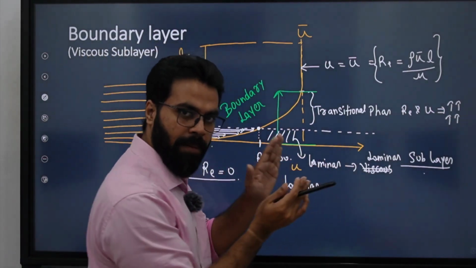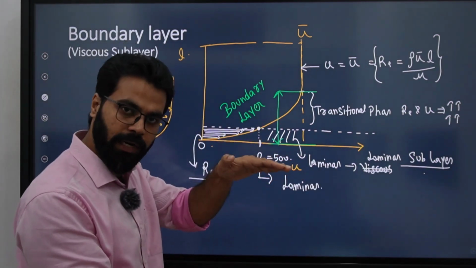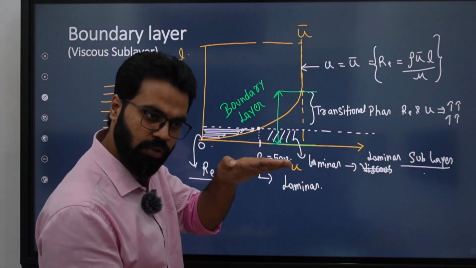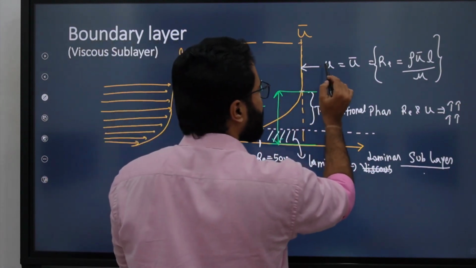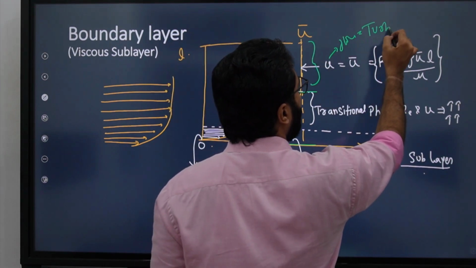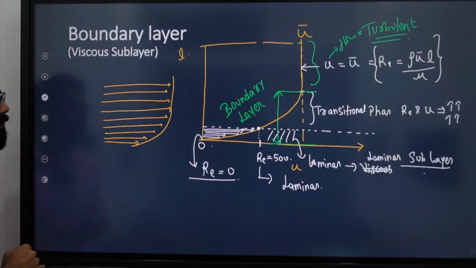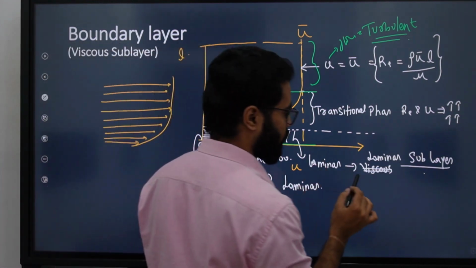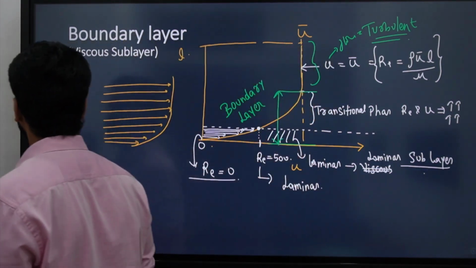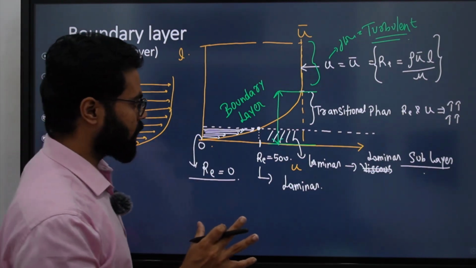What is laminar sublayer? Laminar sublayer is a layer within the viscous boundary layer. What is boundary layer? Boundary layer is a layer in which flow gradually increases from 0 till the flow is turbulent. So here I can say that the flow is turbulent. The flow is turbulent. Am I clear?